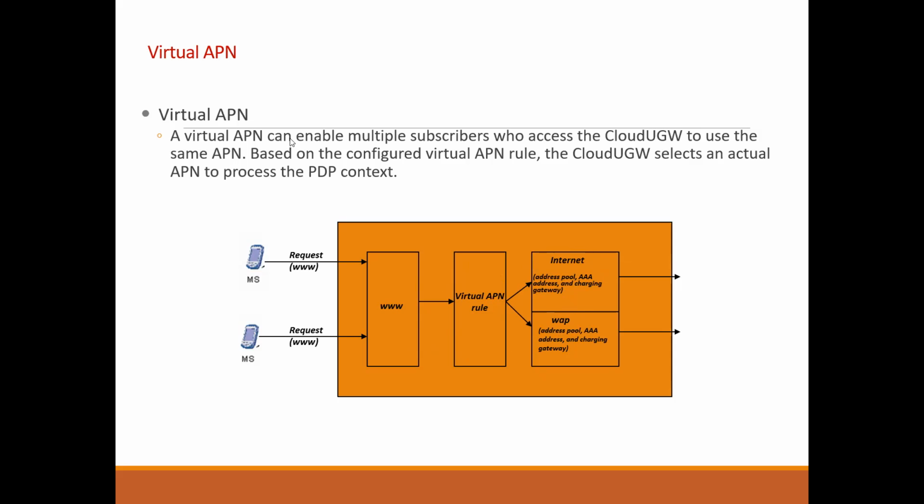Okay, a virtual APN can enable multiple subscribers who access cloud to use the same APN. Based on the configured virtual APN, the cloud user selects an actual APN to process the PDP request. Okay. So if I activate a PDP request and Asan activates a PDP request, maybe we're using the same APN, but the actual APN that is providing us services can be different. That depends on various things which we can see in the future slides. Okay.